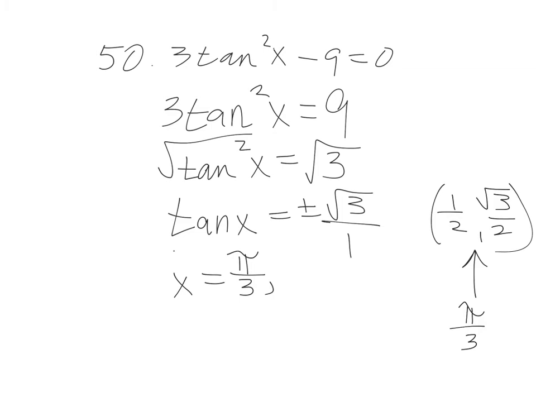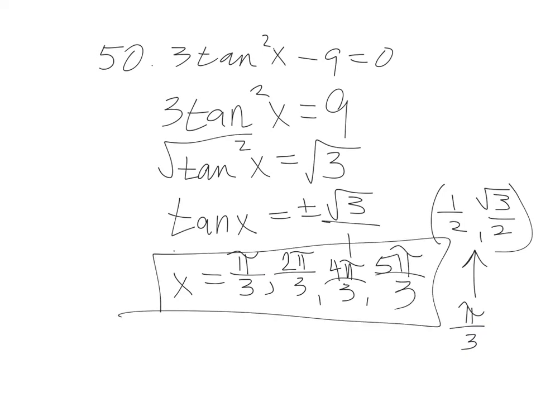So I'm going to list them all in order. Pi over 3 is our pi over 3 in the first, obviously. 2 pi over 3 is our pi over 3 in the second. 4 pi over 3 is our pi over 3 in the third. And then 5 pi over 3 is our pi over 3 in the fourth. And that would be our final answer.